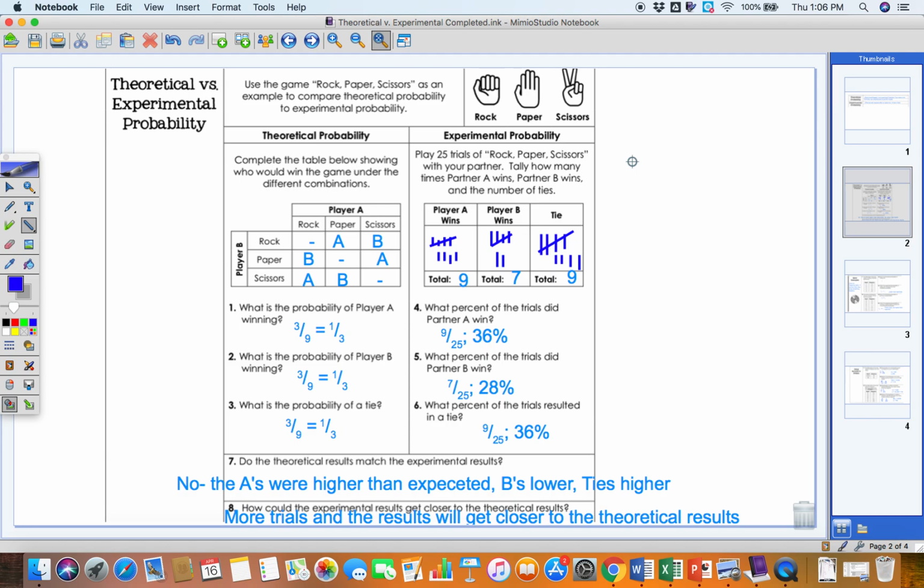If we look at the percentage for our theoretical probability, they would have all been 33.3%. So do our theoretical results match our experimental results? Not exactly. The A's were higher than expected, the B's were lower than expected, and the ties were higher than expected. And how could the experimental results get closer to the theoretical results? The more trials that you perform and the more results you gather, the closer you will get to your theoretical results typically.